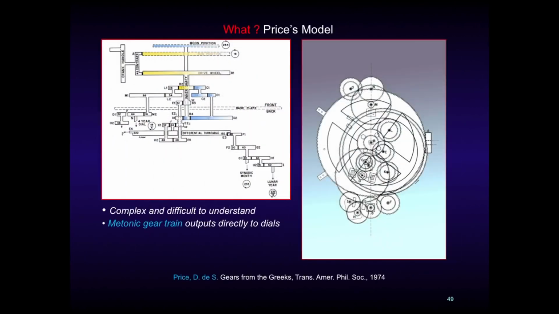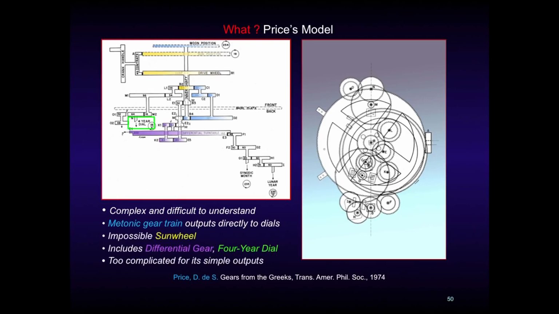He put together all his ideas about the gearing into a complicated gearing diagram. These are two versions of it, two schematic versions of it. You can see in the middle there the little Metonic gear train we followed in blue there. And it is complicated, it's difficult to understand, won't describe it in detail. What I want to say about this model is that everything else is wrong, completely wrong. His sun wheel is wrong, his differential gear was wrong, his 4-year dial was wrong.